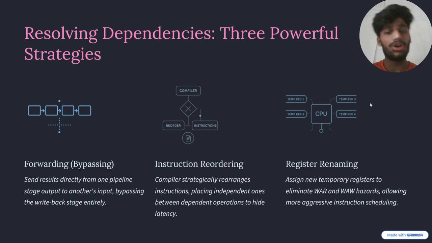Now, if we talk about optimization techniques, to overcome these issues, processors and compilers use several techniques: forwarding, instruction reordering, and register renaming. In forwarding, data is directly passed from one stage to another without waiting for write back. In instruction reordering, the compiler rearranges the instructions so that independent instructions are executed in between dependent ones. And lastly, register renaming, in which different registers are used to eliminate false dependencies like WAW and WAR, allowing better parallel execution.